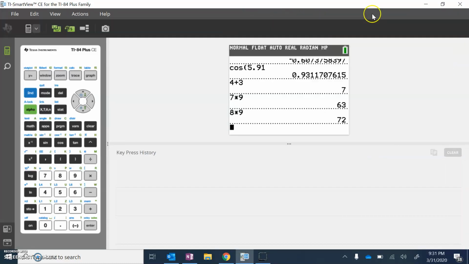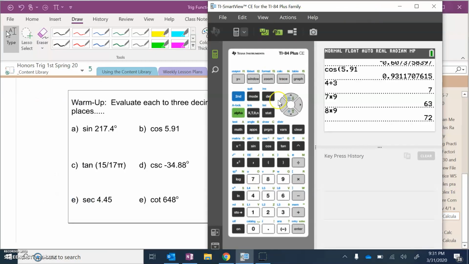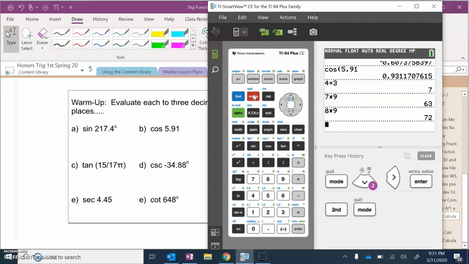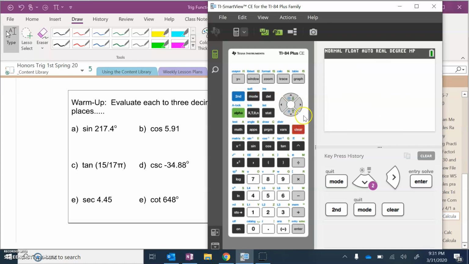Okay, so what we need to do is check that we're in the right mode. To do that, there's a button right here called Mode. If you look at the fourth line down, it says radian or degree. So let's switch it to degree. Scroll down to that line, scroll over to degree, and hit enter so that the degree is now blackened. Then hit second quit to get out of that. Okay? So now we're in degree mode.